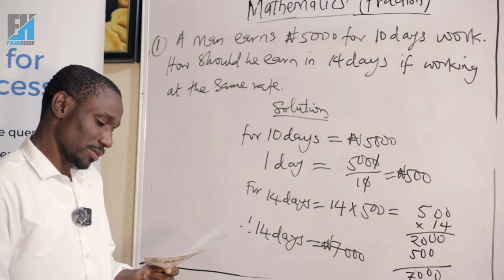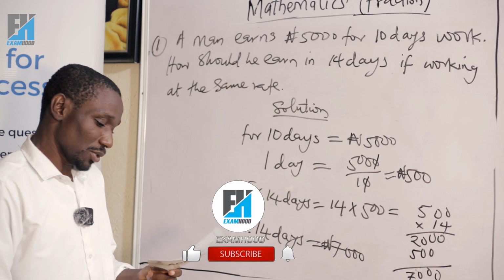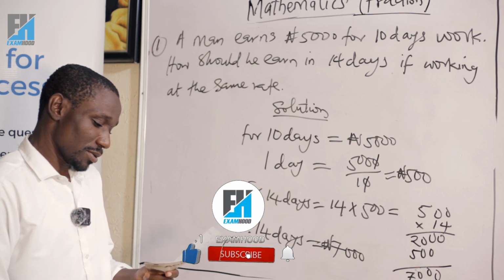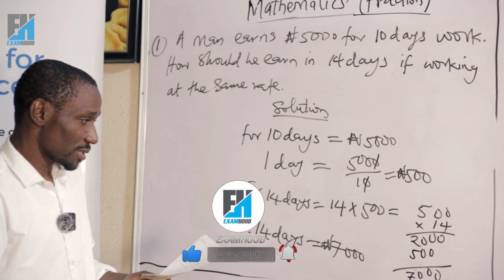Just let me check something. 5,000 for 10 days, and 14 days. Okay, it's correct. It's correct.